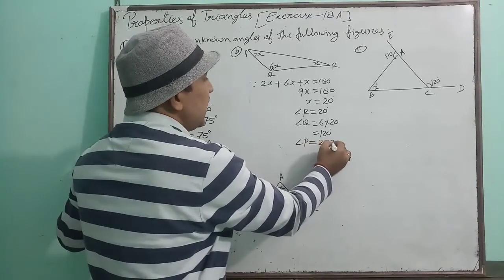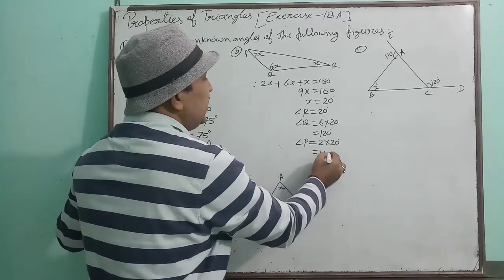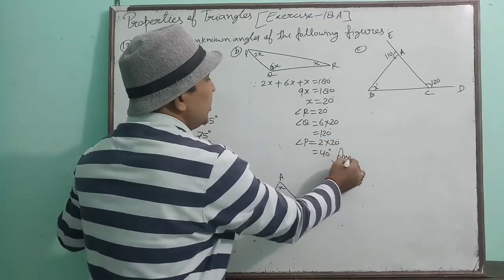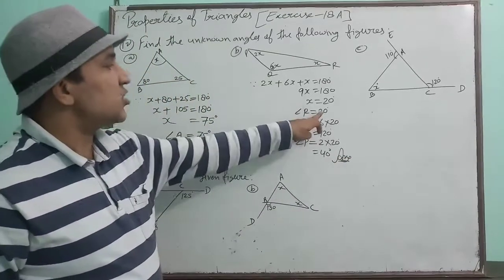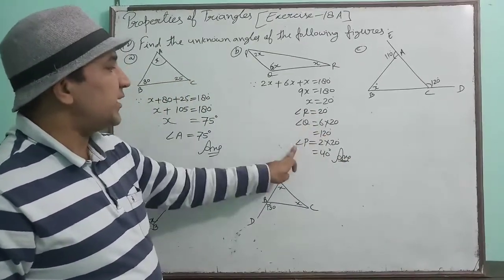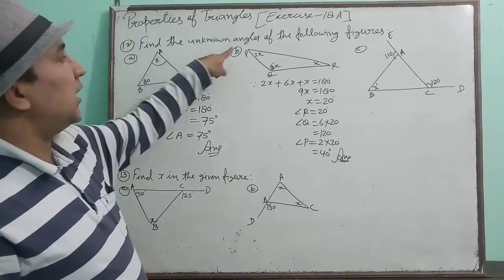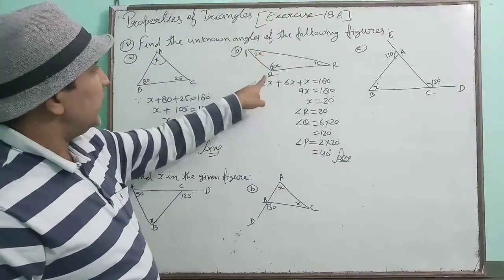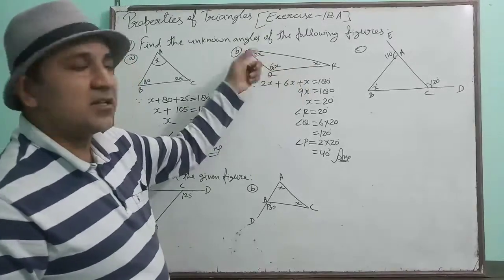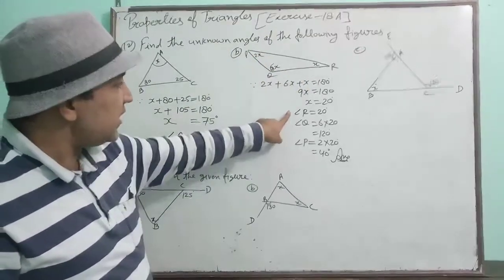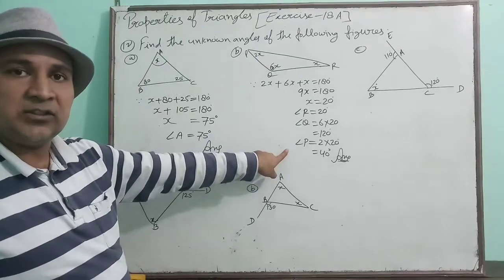Angle P is 2x, that means 2 into 20, that is 40 degree. Angle R is 20, angle Q is 120, angle P is 40 degree. The question is asking to find the unknown angles. So in this triangle all the three angles are unknown. That is why we have found here all the three angles.